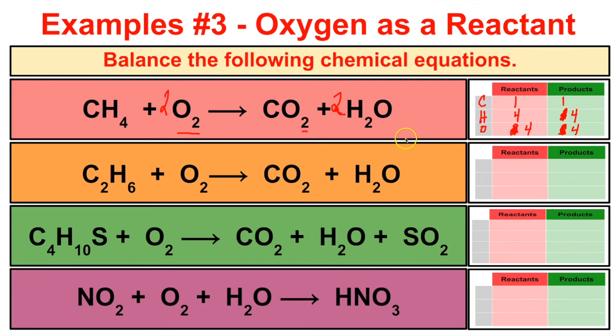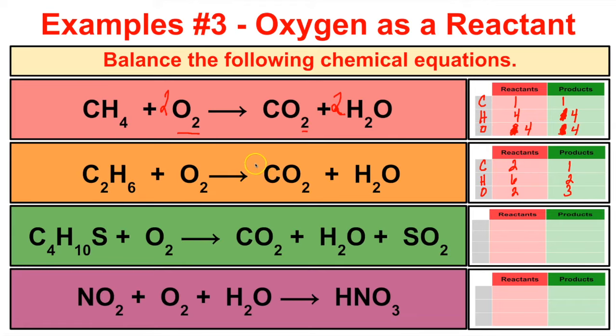Once again, we have a chemical equation where we're dealing with carbon, hydrogen, and oxygen. If we take a look, we have 2 carbons, 6 hydrogens, and 2 oxygens on the reactant side. And on the product side, we have 1 carbon, 2 hydrogens, and 3 oxygens. So let's go ahead and balance these oxygens last.